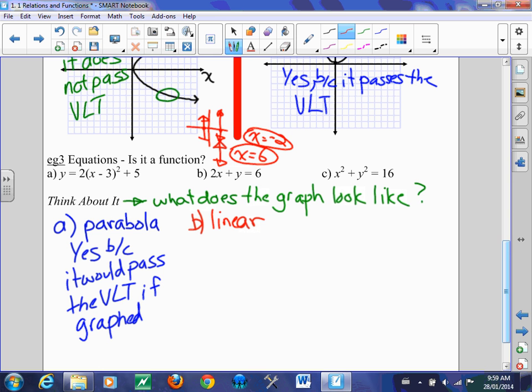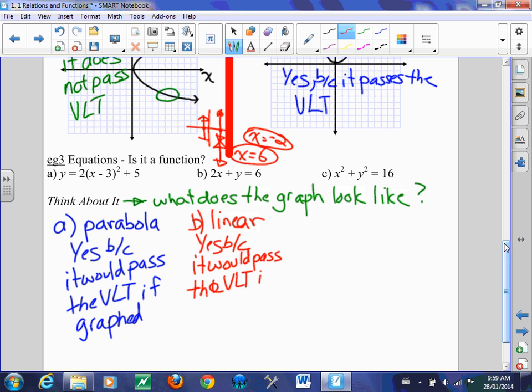Again, if I try to put my vertical line on there, it's hitting all the spots at the same time. So the only time a linear relation does not pass the vertical line test is if it is a vertical line. And how can you tell? It's just going to be in the form x equals a number. In this case, we know there's a slope and a y-intercept. So this is an example where, yes, this is a function because it would pass the vertical line test if graphed.